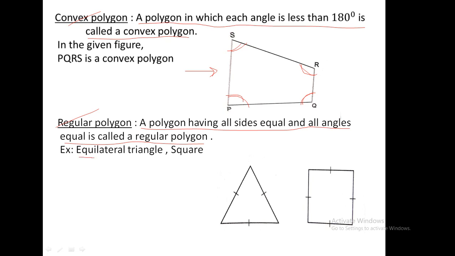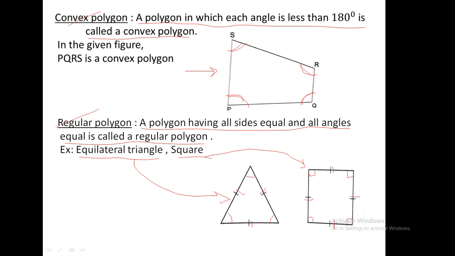For example, equilateral triangle, this is the equilateral triangle, and second one is a square, this is square. So in equilateral triangle we know that all the three sides are equal in length and all the three angles measure is exactly 60 degree. So this is an example of regular polygon. The second one is square. In square all the four sides are equal in length, and when we are talking about angles, all the four angles are exactly 90 degree.